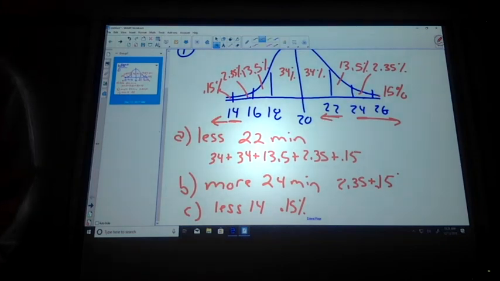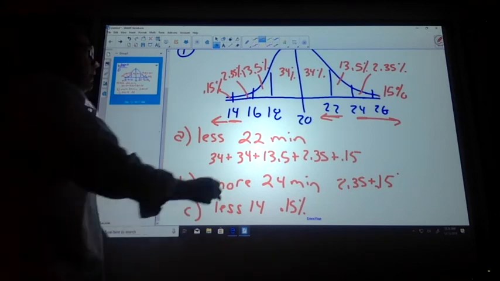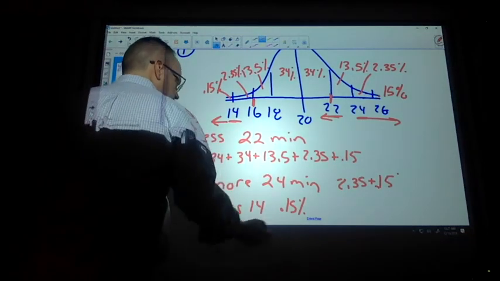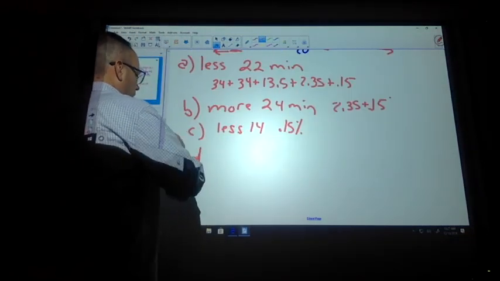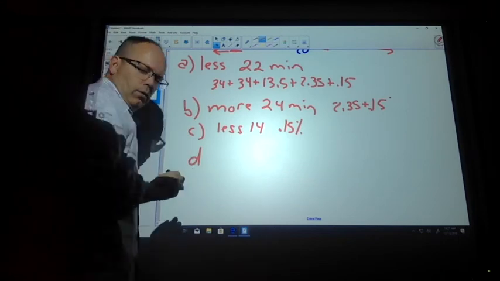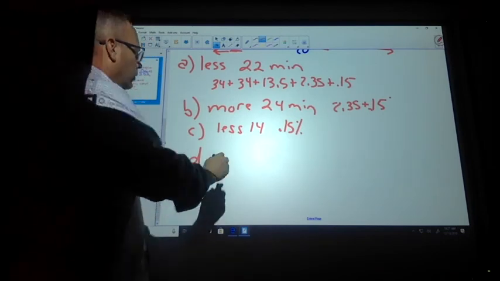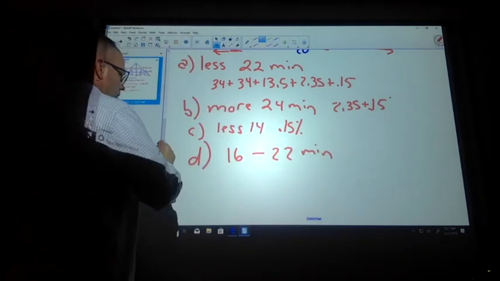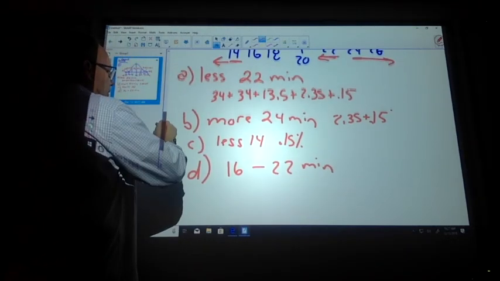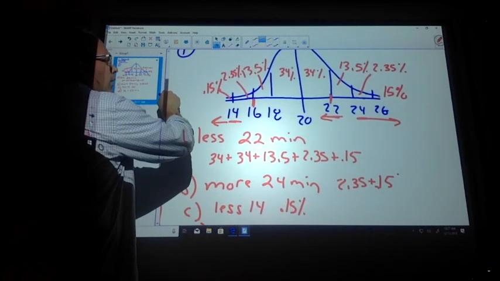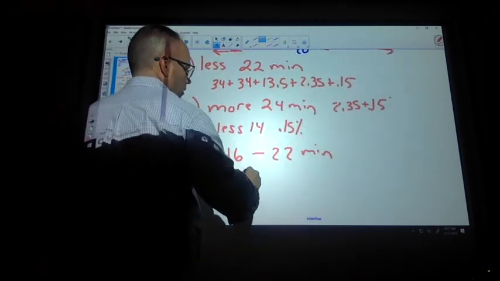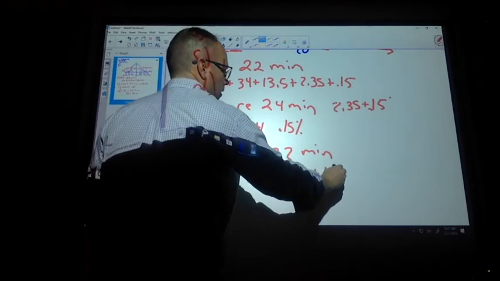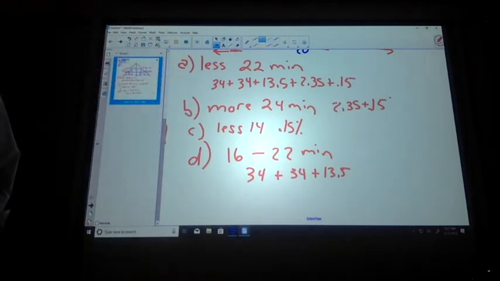And then how often does it take you between 16 and 22 minutes? So from here to here. So that's D, between 16 and 22 minutes. On that, I'm going to go 34, 34, and 13.5. Add all that up, and that's how often you would go into that range.